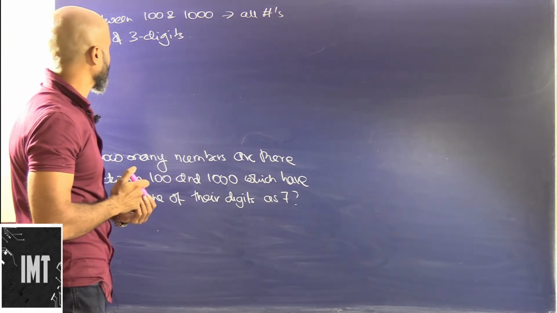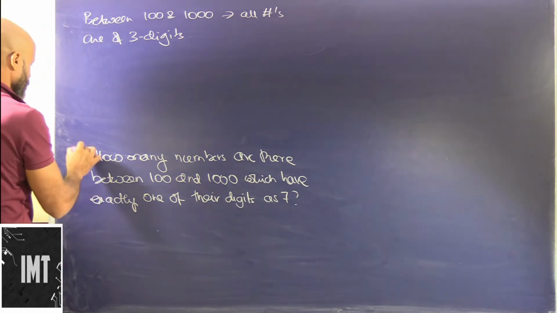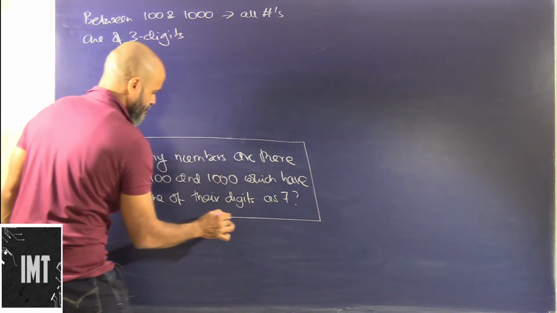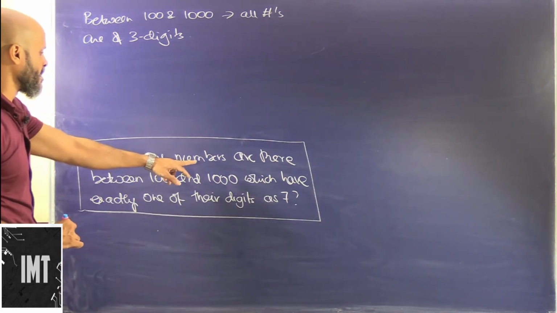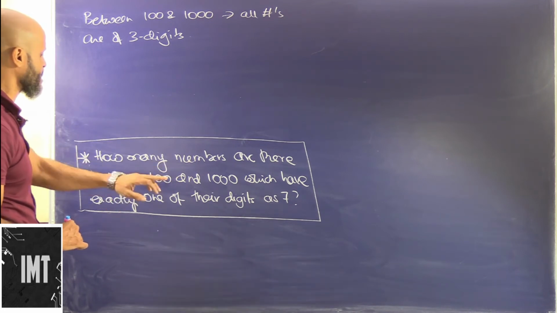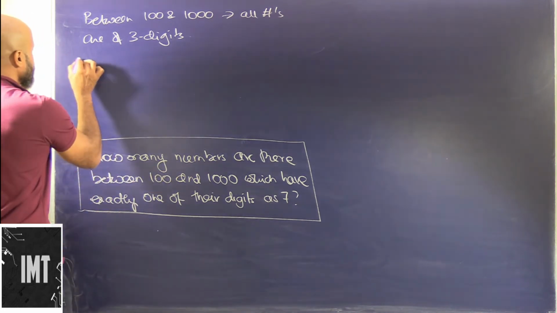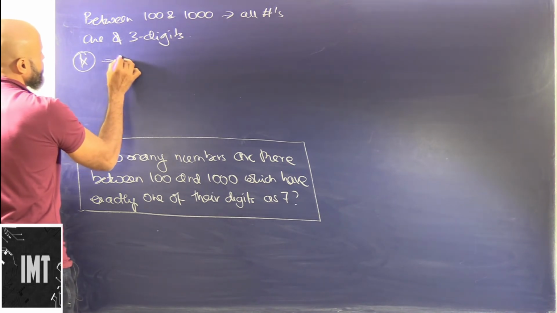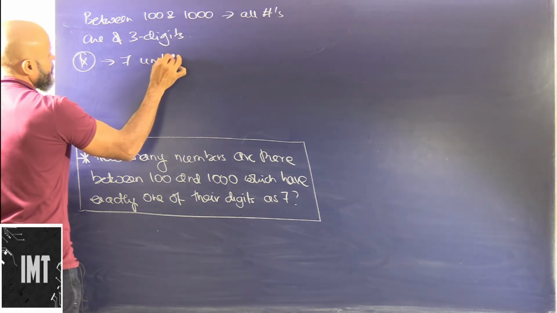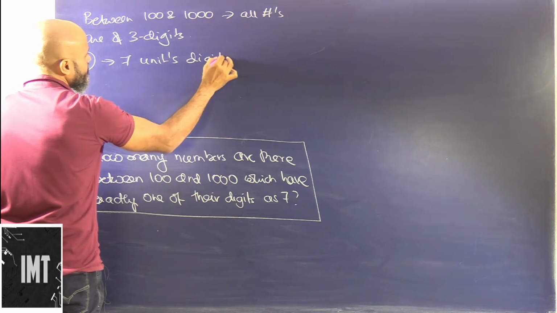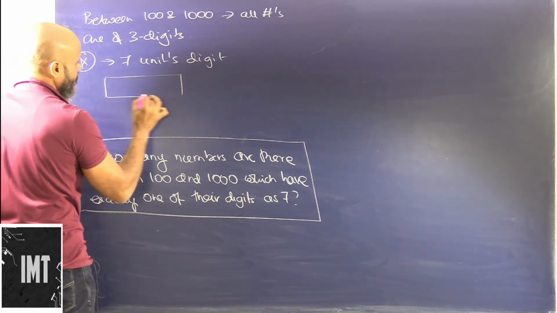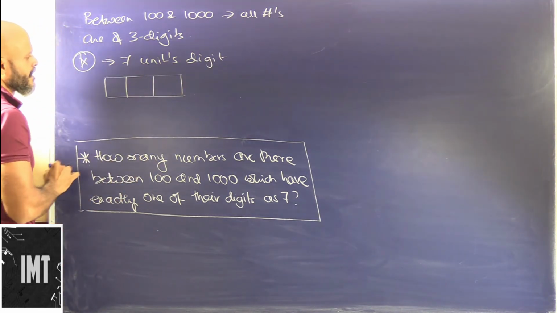Okay, so this is basically our question. Let's put it in the bracket. How many numbers are there between 100 and 1000 which have exactly one of the digits as 7? So let's take the first case here, when 7 is in the units digit. So 7 is in the units digit.